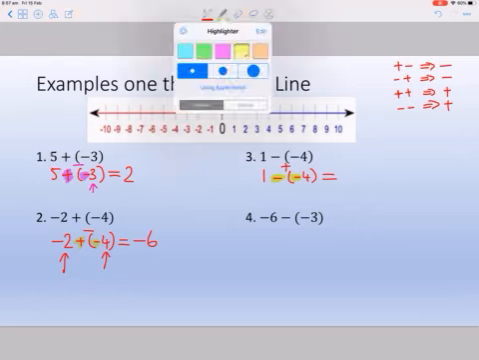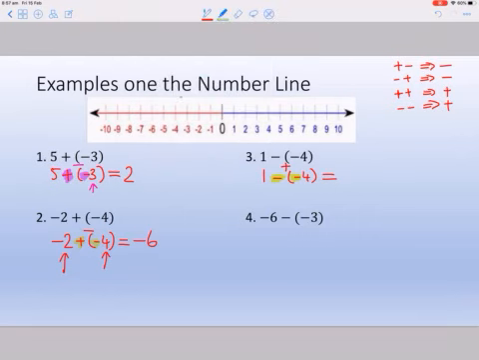So what we're going to do now is answer this question. So where are we starting at? The number 1. All right, so let's start at 1 right here. Okay. Now we are adding how much? 4. Okay. Now when we add, we go up the number line. Okay. So let's go. 1, 2, 3, 4. So what's our answer? 5. Okay.